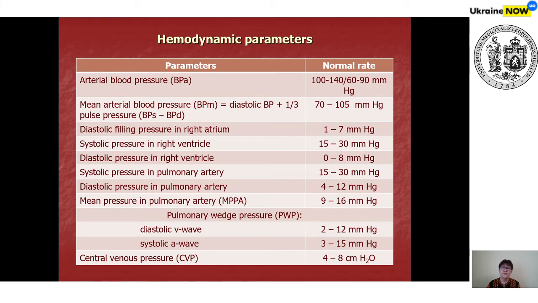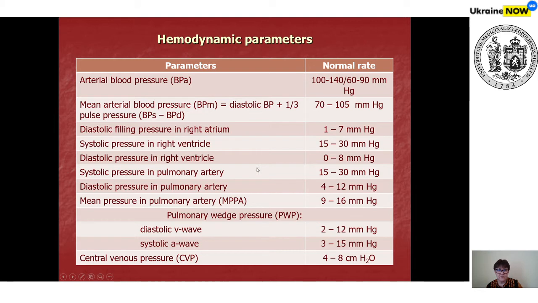So, checking the hemodynamic parameters is the main point in diagnosing shock. In this table, you can see the main parameters of hemodynamics and their normal rate. We can measure such parameters using invasive methods, when you place some catheters in a vein, artery, in the bloodstream, and a non-invasive way. Arterial blood pressure, systolic, diastolic. In shocked patients, we often use mean arterial pressure. It's diastolic plus one third of pulse pressure. Pulse pressure is the difference between systolic and diastolic pressure.